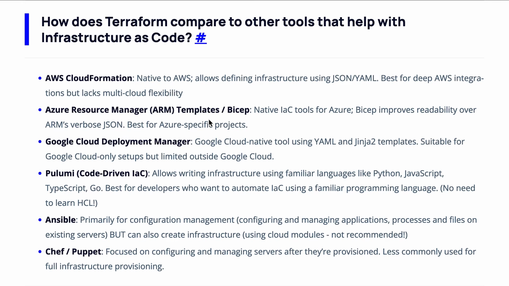Next, ARM templates. ARM templates is the native IaC tool for Azure. ARM uses verbose JSON templates. If you want to write code and provision Azure resources, you can make use of Bicep. However, the important thing is ARM and Bicep, both of them are specific to Azure. So these are best only for Azure-specific projects.